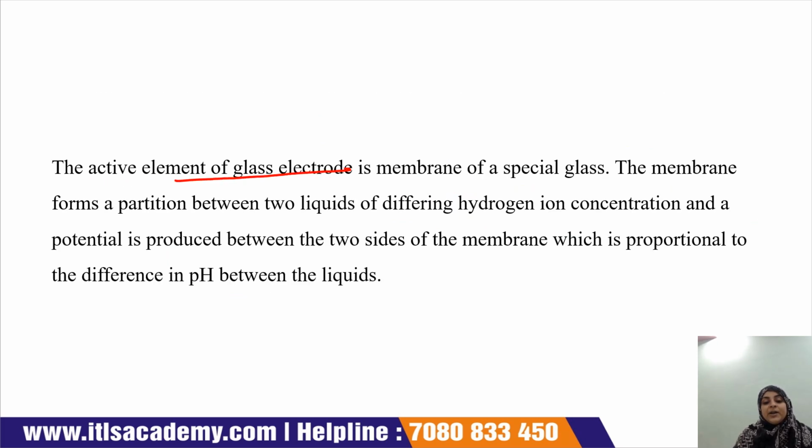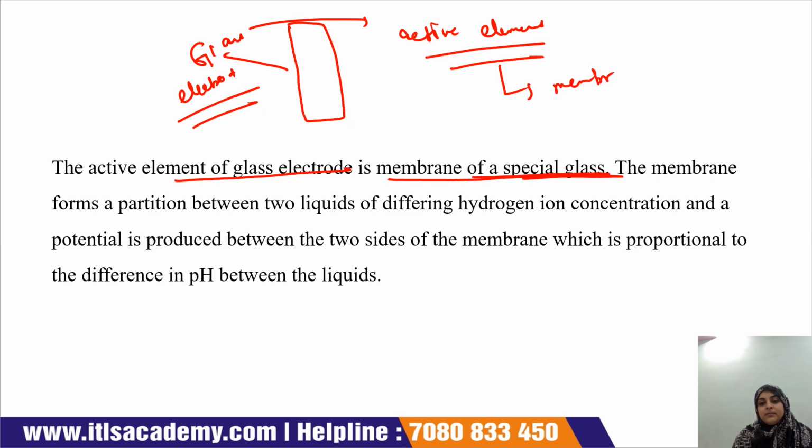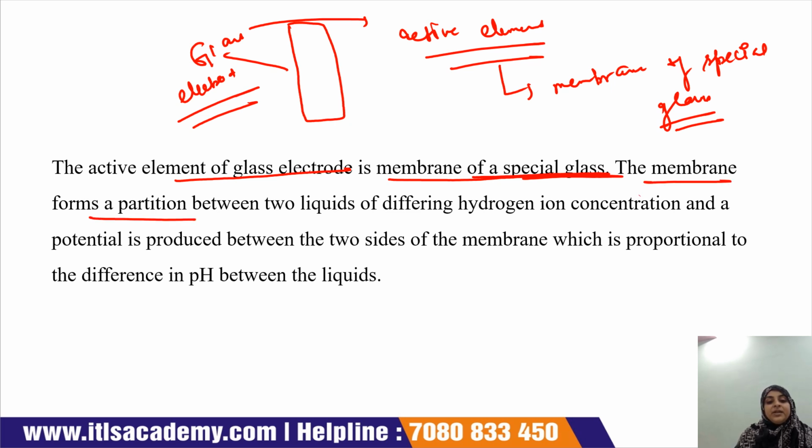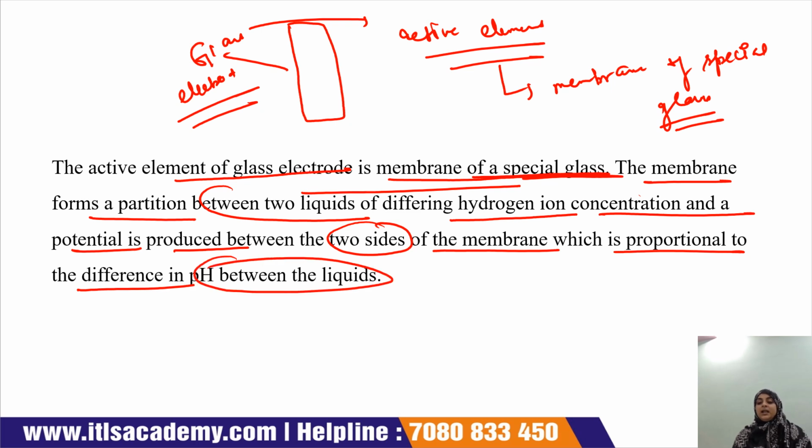The active element of the glass electrode is a membrane of special glass. Suppose that this is your glass electrode. Now the active membrane, or active element, of this glass electrode is the membrane of special glass. The membrane forms a partition between two liquids of differing hydrogen ion concentration, and a potential is produced between the two sides of the membrane, which is proportional to the difference in pH between the liquids.